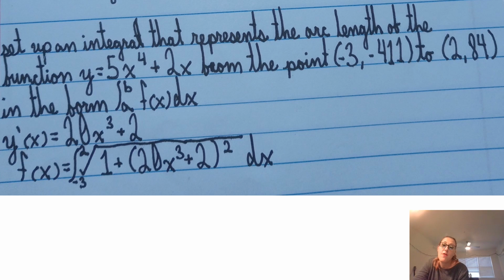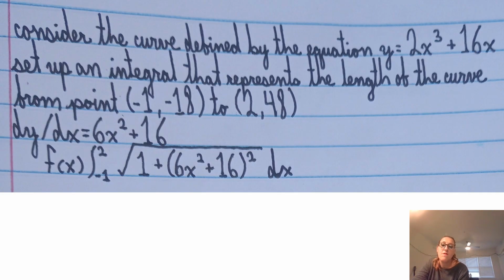Set up an integral that represents the arc length of the function y equals x to the 4th power plus 2x from the point (-3, -411) to (2, 84), in the form integral a to b of f(x) dx. y prime x equals 4x cubed plus 2. f(x) equals the integral from -3 to 2 of the square root of 1 plus (4x cubed plus 2) squared dx.